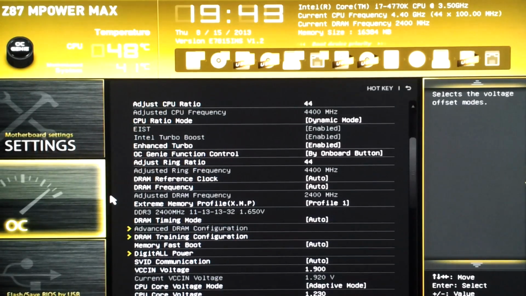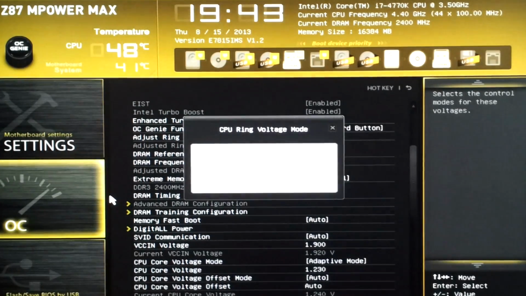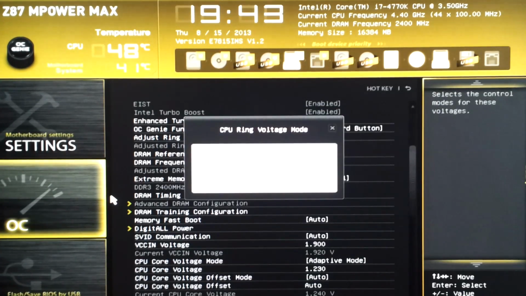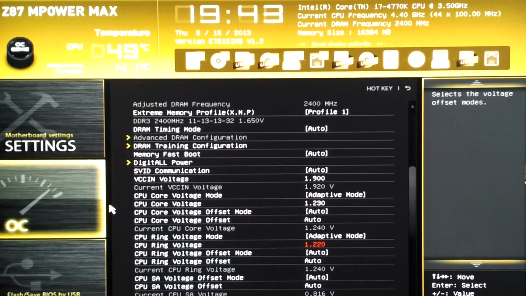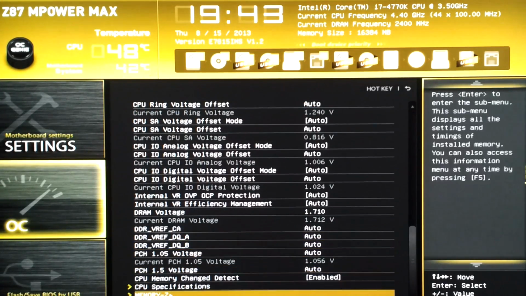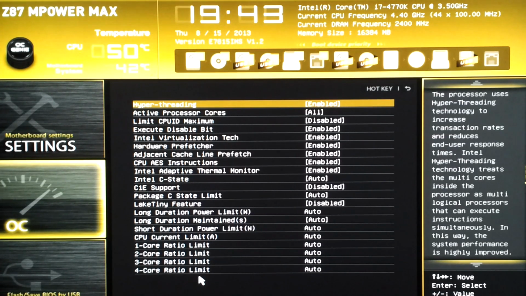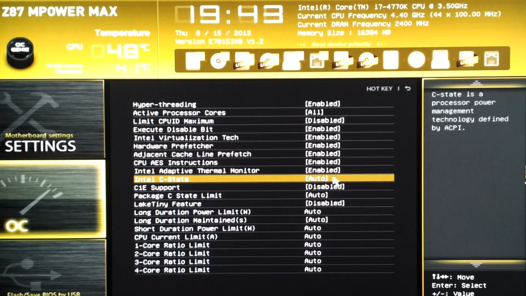Also, we are going to change the CPU ring voltage mode. We're going to go ahead and set that to adaptive as well. So those are the changes I've just made: core voltage, ring voltage. And the last settings are under CPU features on the MSI Z87 mPower. I don't know where they are in your motherboard BIOS or UEFI.